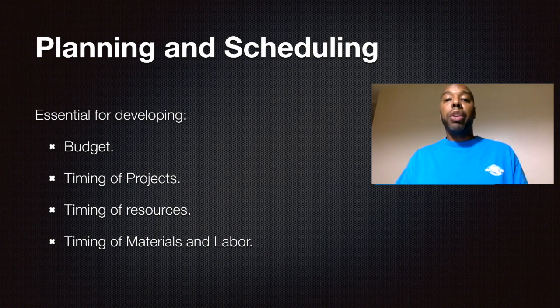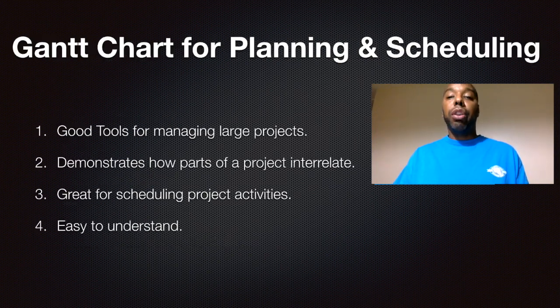One of the things a program manager does is use a Gantt chart for planning and scheduling. This is a good tool for managing large projects. It's also good for demonstrating how different parts of a project interrelate or interact with each other because it's almost like a timeline, a first, second, third, based on dates. It's also great for scheduling project activities, and it's very, very easy to understand.